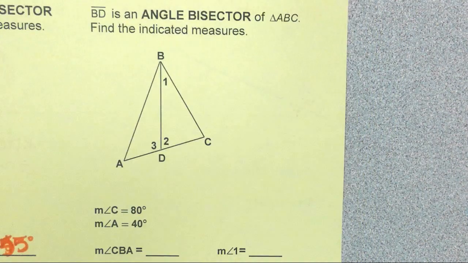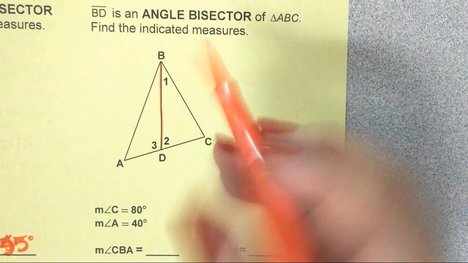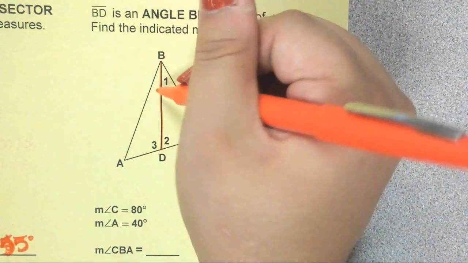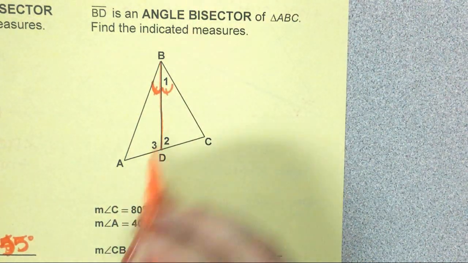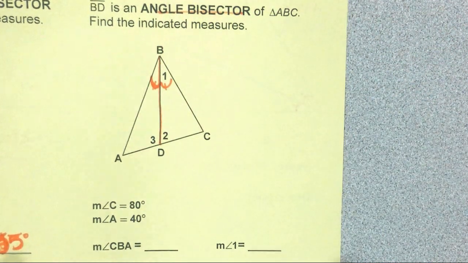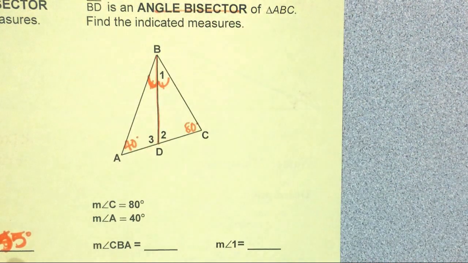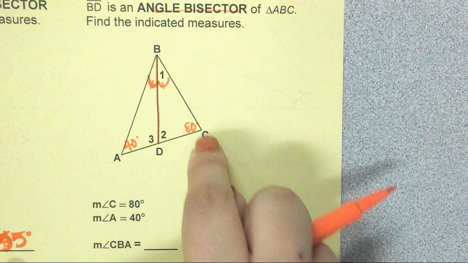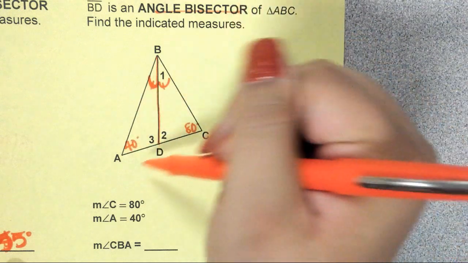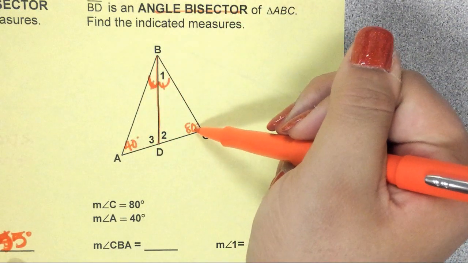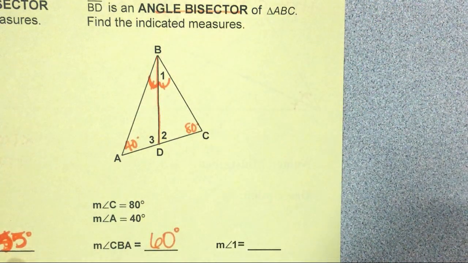Alright, last but not least, if BD is an angle bisector, so again, this is the one that gets a little tricky because it's an angle bisector, I don't care about the side. I'm only caring about the angle. So that means these two angles are congruent. Not these two. Not the sides, only the angles because it's an angle bisector. So if C is 80 degrees and A is 40 degrees, I want to know what is CBA. So what is this whole thing? Well, this whole thing, ABC, is a triangle, so they need to add up to 180. So 80 plus 40, subtract that from 180, and you should get 60 degrees.